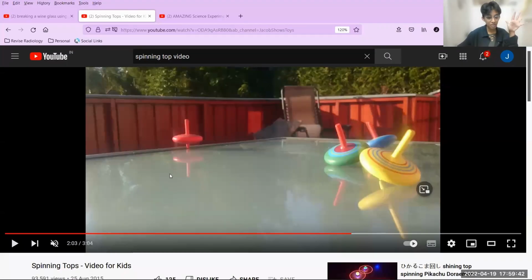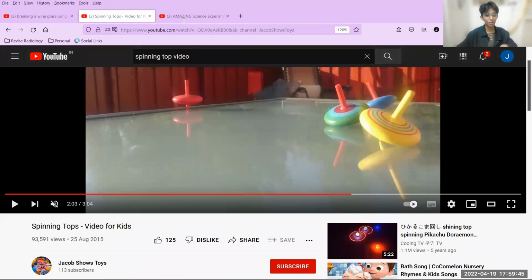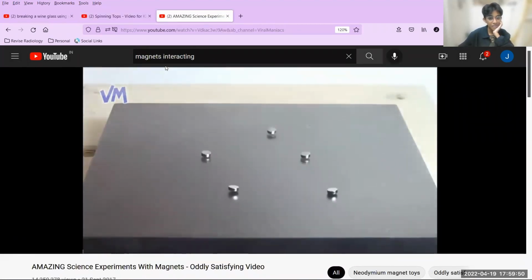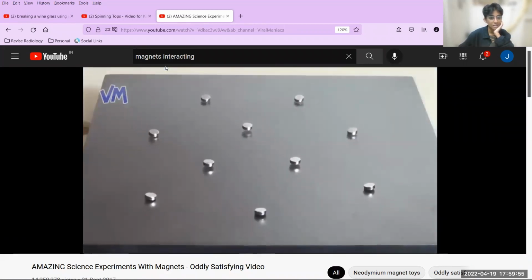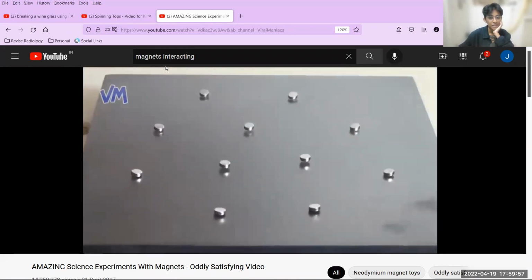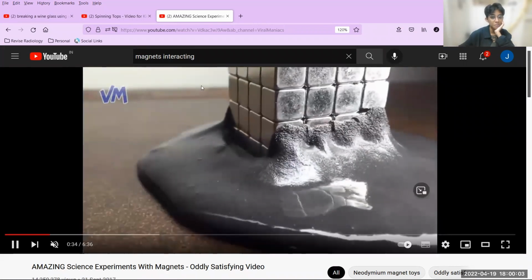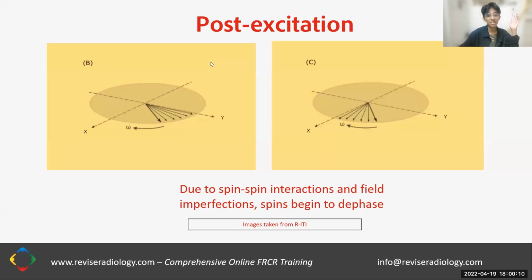None of these videos belong to me, by the way, they all belong to other people who put them up. So if you just watch these magnets, you will see that all these different magnets are interacting with each other, because they create magnetic fields as well. So the magnetic fields created by each magnet cause the magnetization of the other surrounding magnets to change. And this is one of the post-excitation processes and one of the features of the relaxation. So what's happening here?